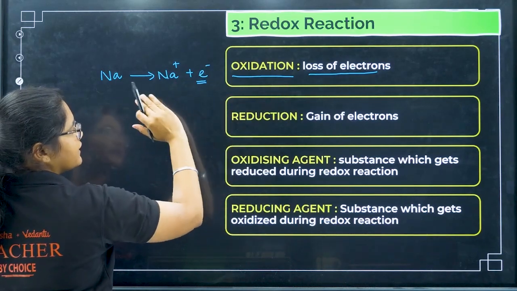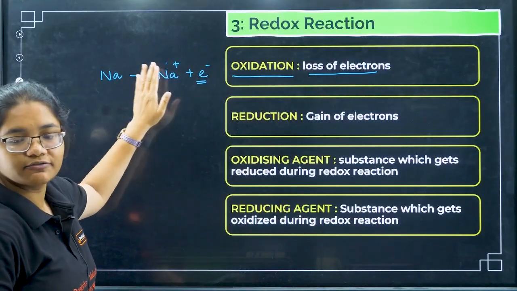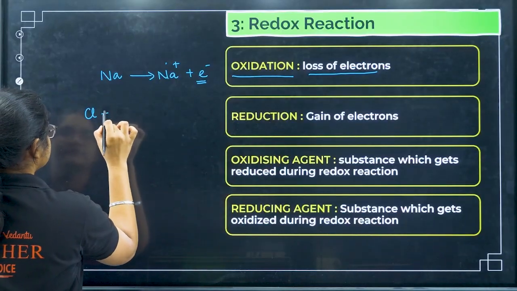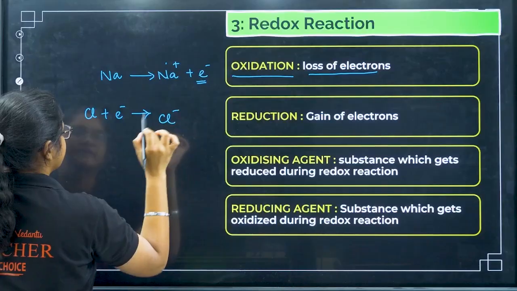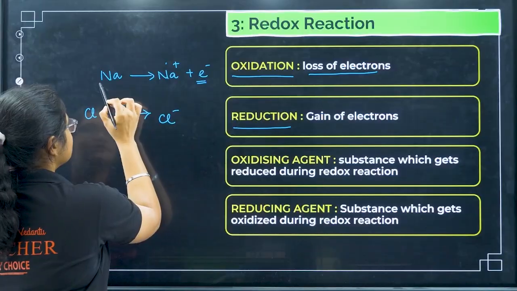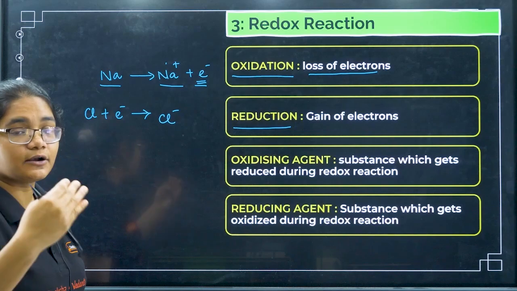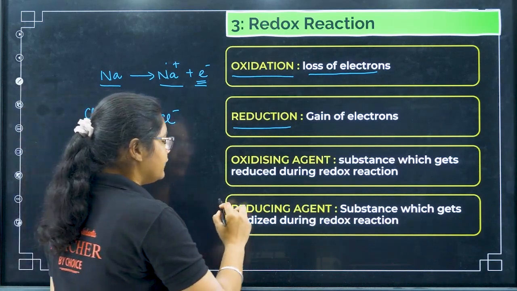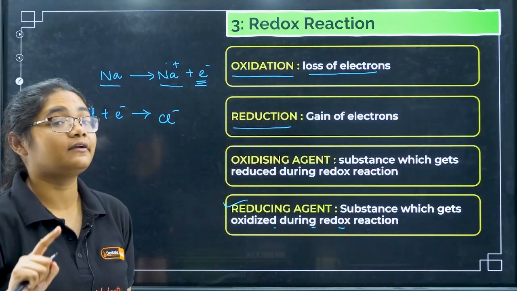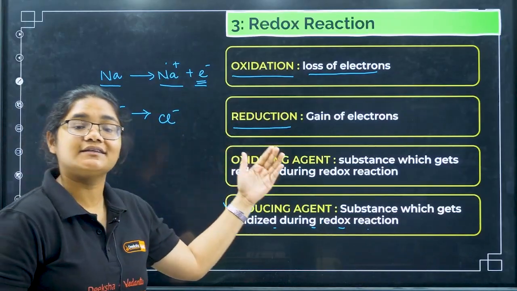Whenever there is loss of electrons, the electron is written on the right hand side. So that is called oxidation. Loss of electrons is called oxidation. Next, reduction is gain of electrons. For example, chlorine gains one electron and becomes Cl minus. That is called reduction, gain of electrons. So sodium is undergoing oxidation, and it will behave as a reducing agent. The substance which gets oxidized during the redox reaction behaves as a reducing agent, and the substance which gets reduced behaves as an oxidizing agent.